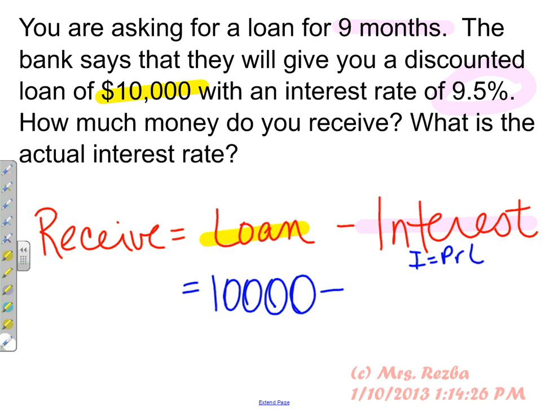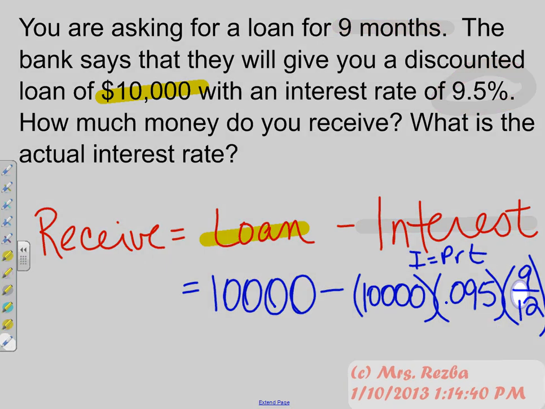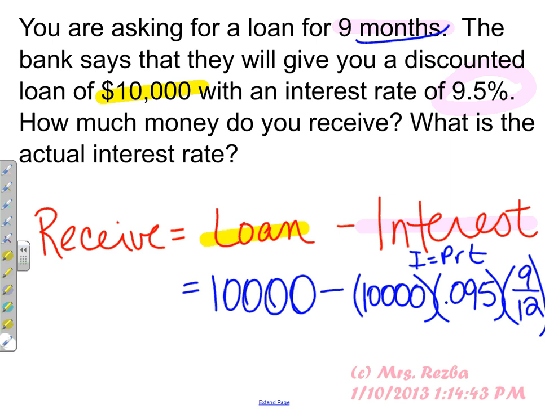So what we receive is equal to $10,000 minus our interest, which is found by our interest formula, I equals PRT. So our principal is 10,000. Our rate is 9.5%, so 0.095, and our time is 9 months out of 12 months in a year. Remember, I had to do 9 divided by 12 because my time was in months. And my interest rate said 9.5%, so the assumption was this is an annual rate. Remember, we assume annual rate unless it tells us differently, so we have to convert our time of 9 months into how much of a year that is.